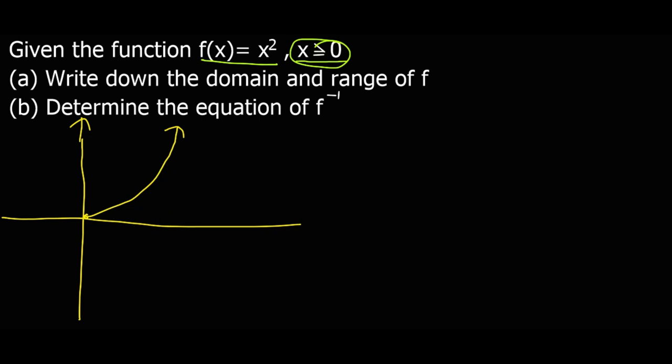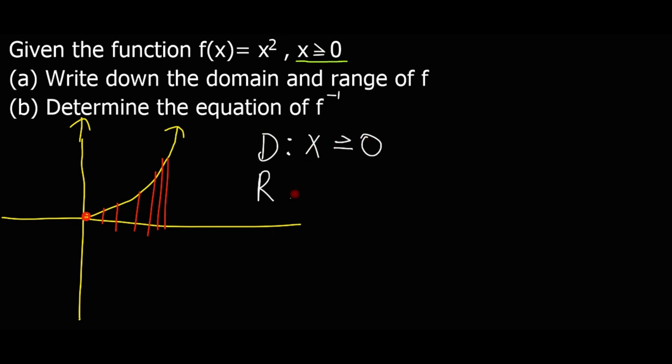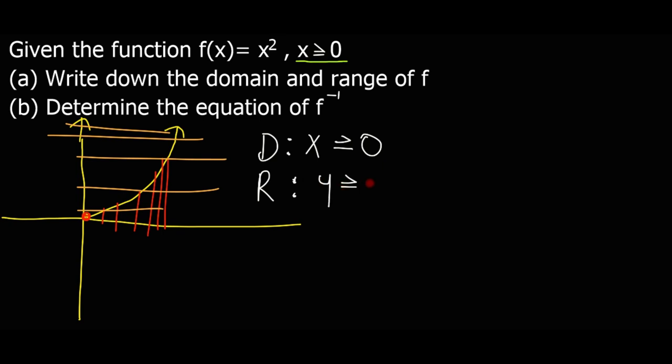So the domain is this one. Remember, domain means the possible values of x. Our graph starts at 0 on the x axis and goes in this direction. So the domain of this question is x is greater than or equal to 0. And then the range means the y values. They start at 0 and go up on the positive side. So for the range, y is greater than or equal to 0. So this is the answer for part A, where you find the domain and the range.